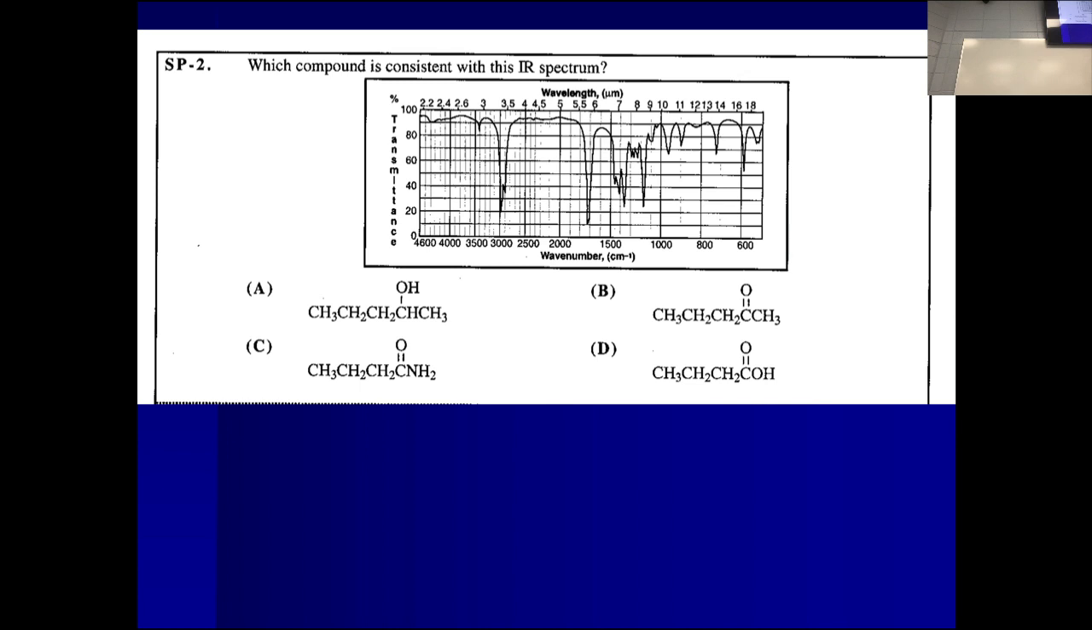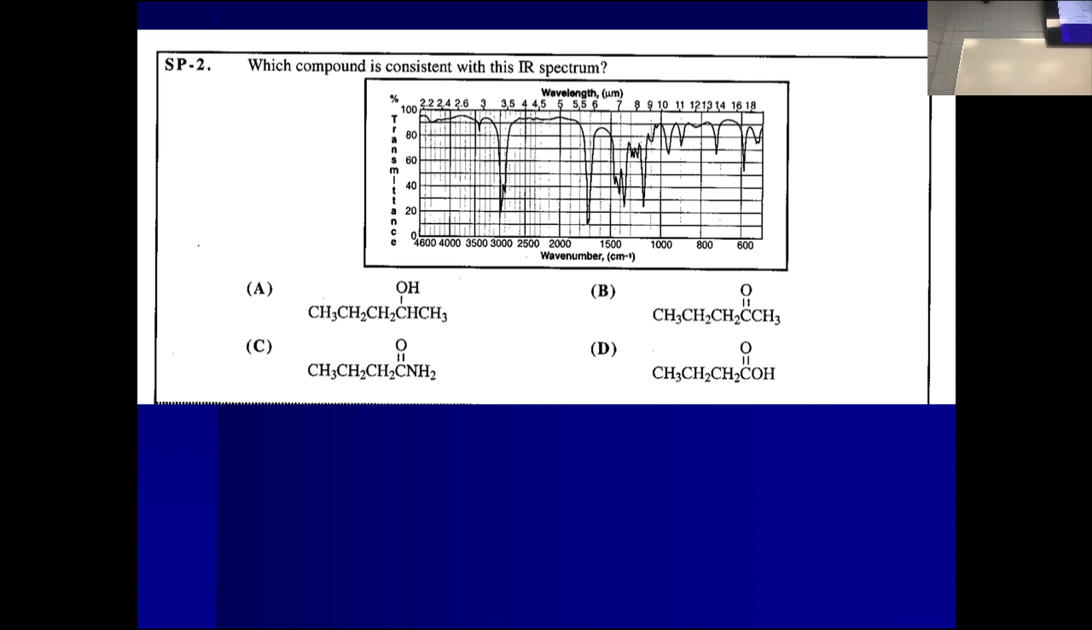All right, where do we start? We start at 1500, right? So let's draw a line at 1500. We're going to ignore all of this. We're going to draw another line at 2000 right there. Do we have anything between 2000 and 1500? Yeah, so we definitely have something that is sp2 hybridized. Based on that alone, what can I eliminate?